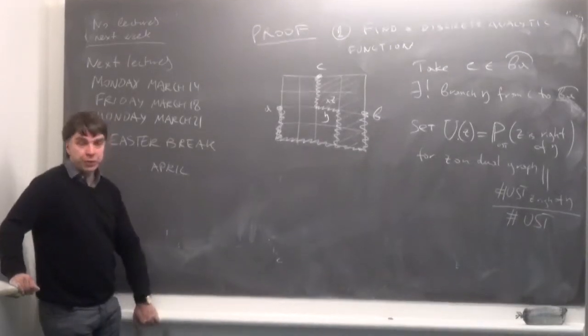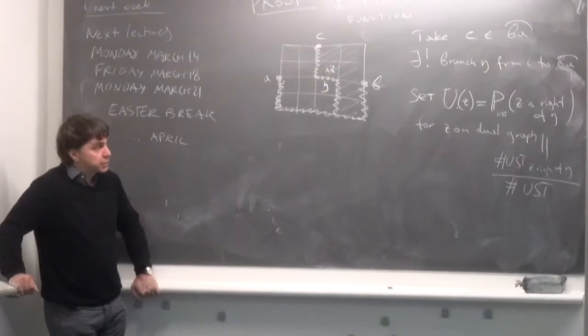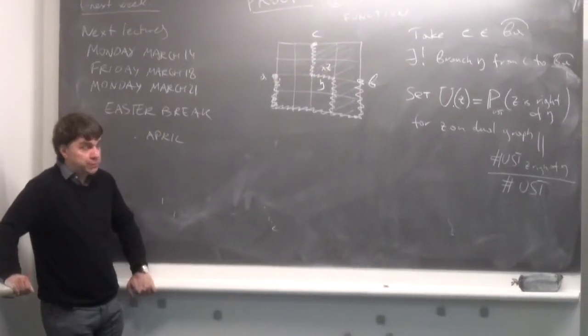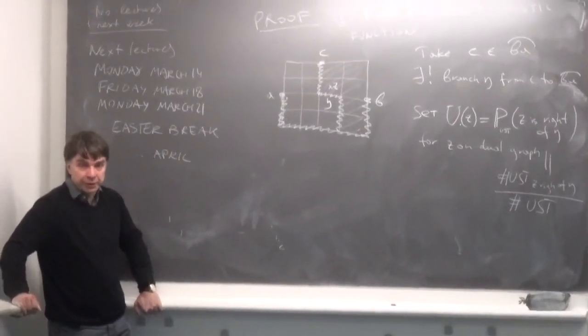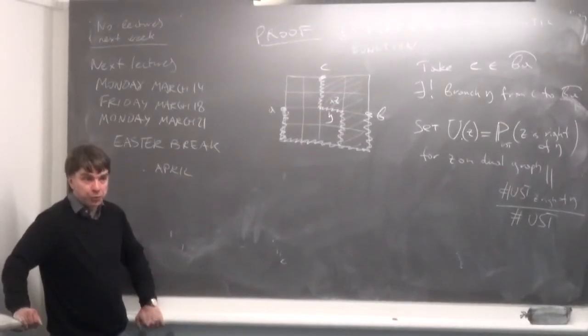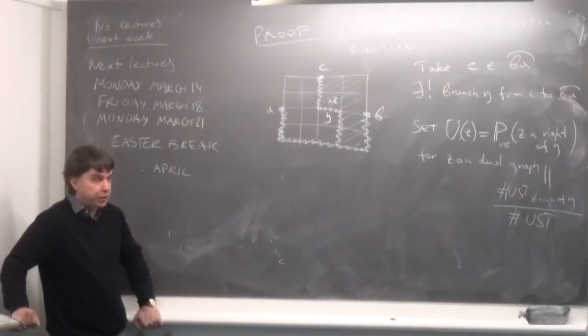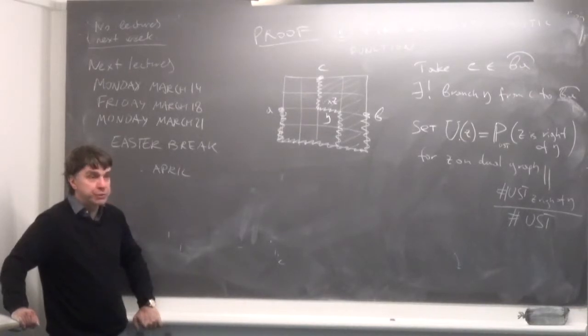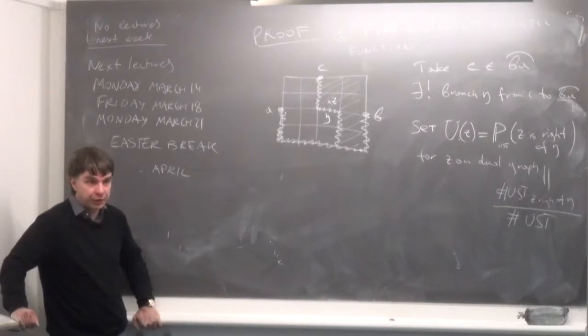So it turns out that this function is discrete harmonic, but it's easier not to prove this directly. One can just prove this, and essentially it was known to Kirchhoff. But it's easier to exhibit its harmonic conjugate and prove that together they are discrete analytic.